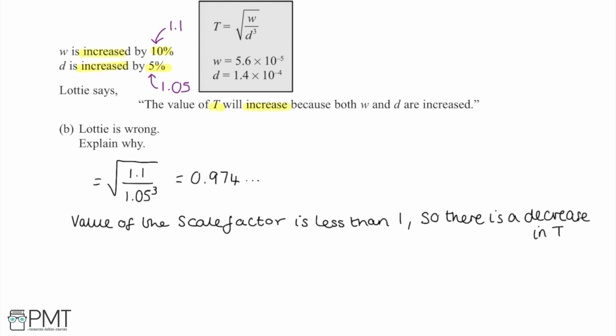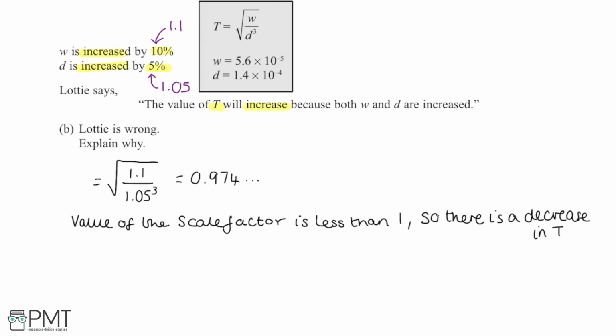Alternatively, we could have gone about this by taking the original values for w and d and multiplying them by their scale factors and then substituting them in to find the actual value of t once these increases in w and d have been made. And you'd then get a value for t of 4.4 times 10 to the 3, which you can see is less than the original value that was calculated for t, which was 4.52 times 10 to the 3. So you can see that t is decreased.